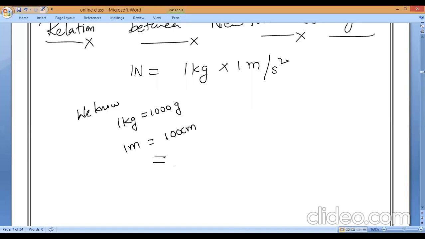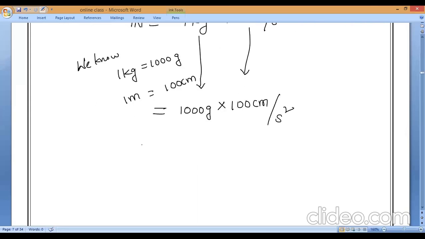No problem. Now, 1 kilogram is equal to, in place of kilogram, can I write 1000 grams? Yes. Same way, in place of 1 meter, what can I write? 100 centimeter per second square. Nothing changes. Now you can see, 1000 into 100, I will write separately, and gram into centimeter per second square, I will write separately.